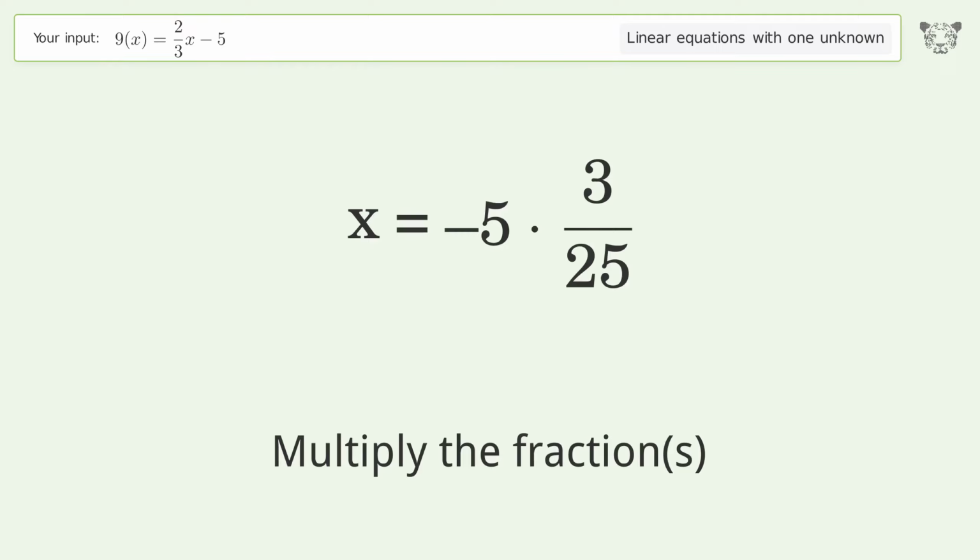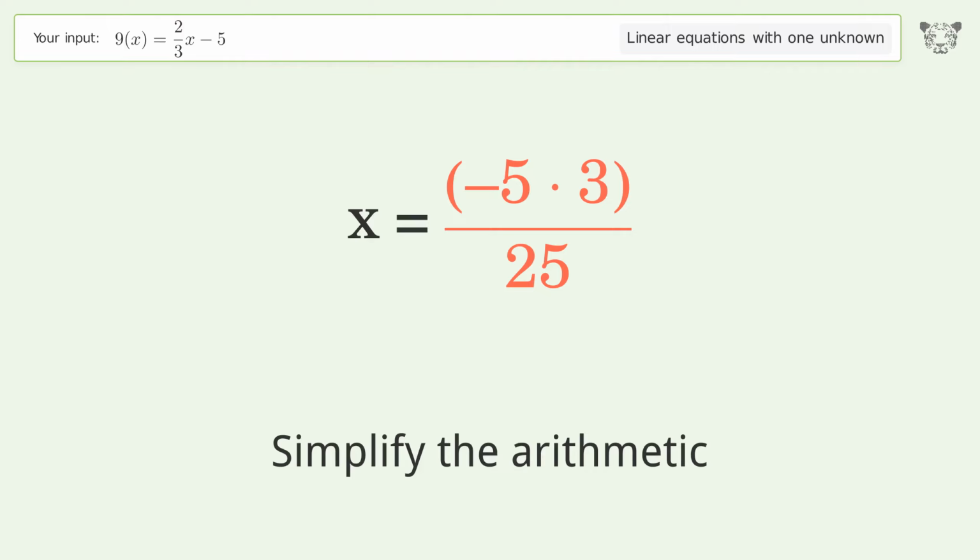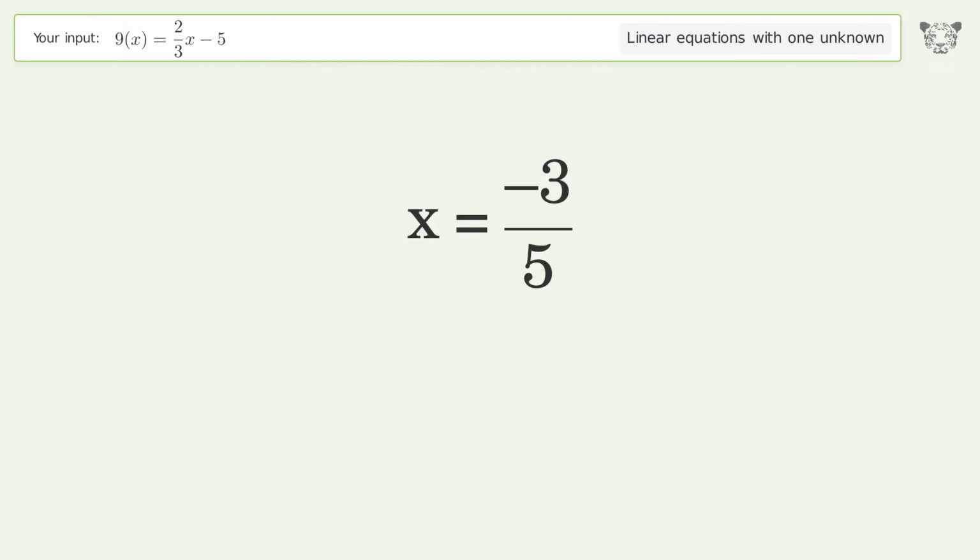Multiply the fractions. Simplify the arithmetic. And so the final result is x equals -3/5.